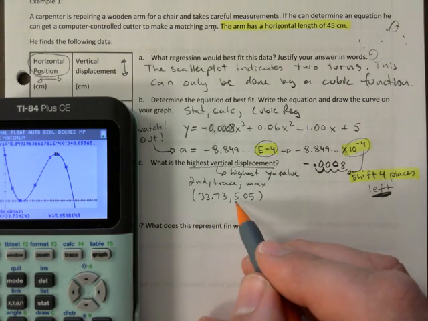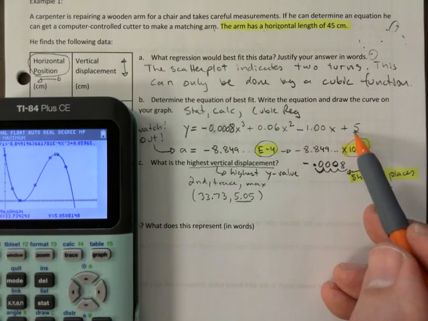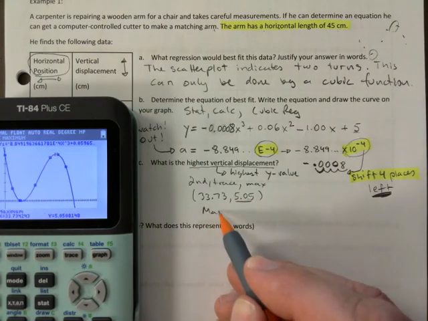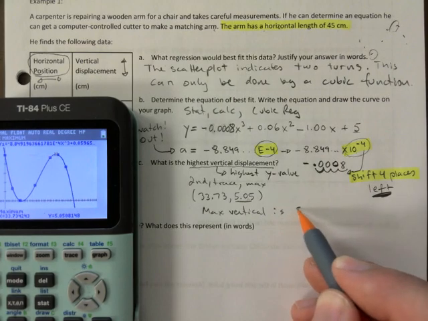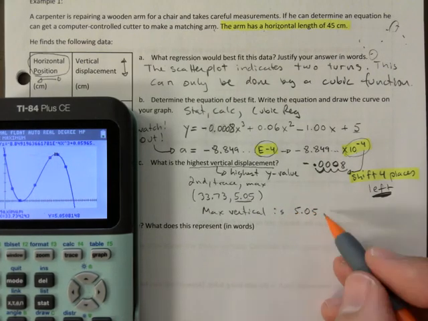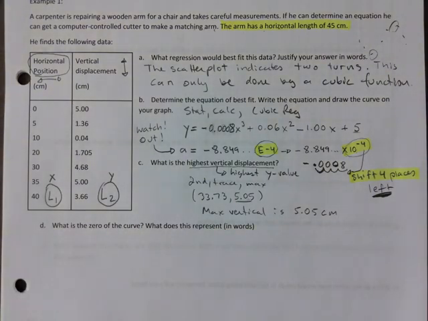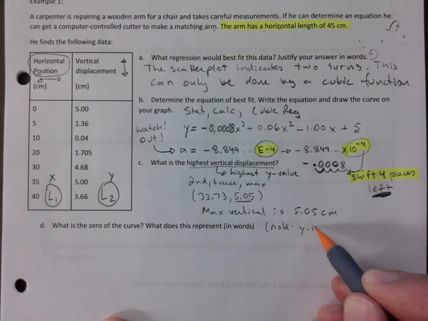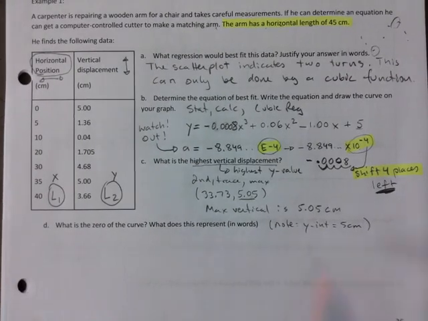So what's our y-intercept? It's 5. This is a little higher. So max vertical is 5.05. We are in centimeters according to that table. I'll make a note. Note y-intercept is 5 centimeters. So this is a bit higher here.